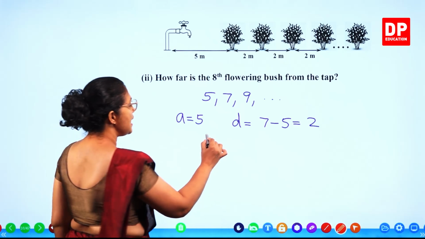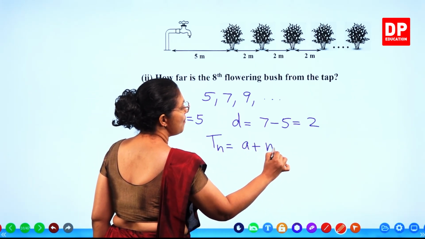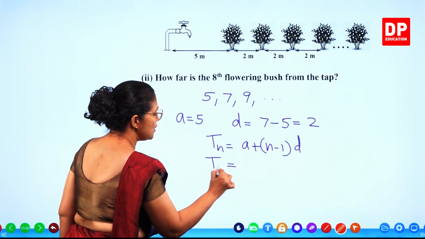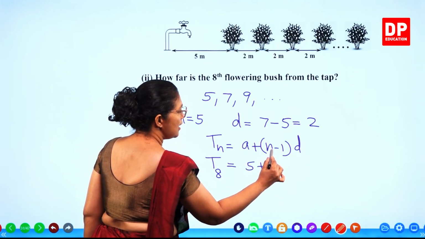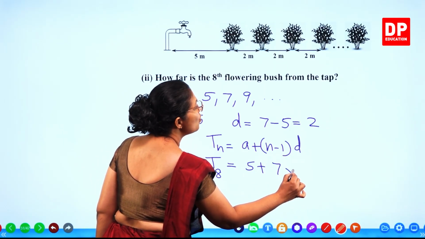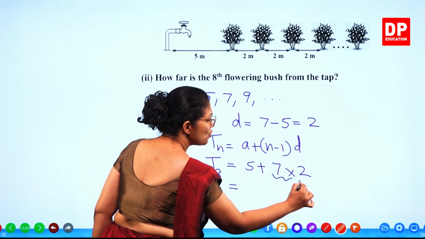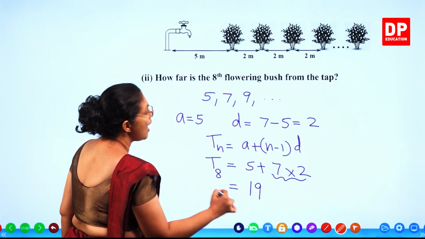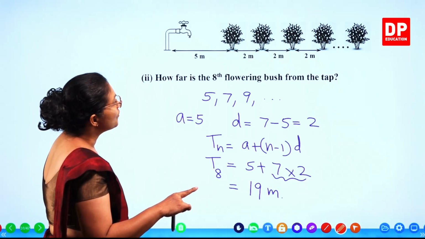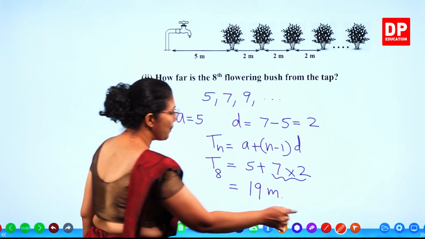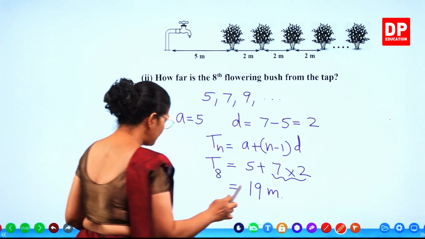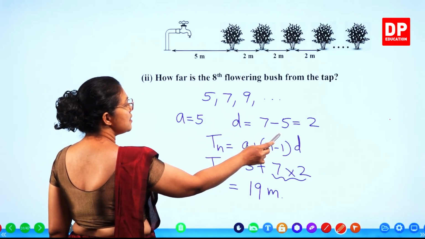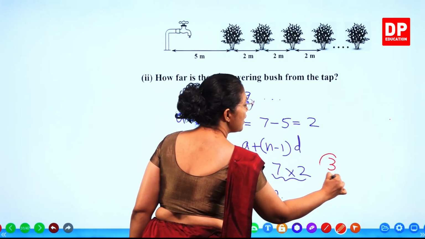So this is arithmetic progression. What is the nth term? Tn is equal to a plus (n minus 1)d. You can use the formula. So 8th means n equals 8. T8 we need. A is 5. 8 minus 1, that's 7, into difference 2. According to BODMAS, you have to do multiplication first. 7 times 2, 14. 14 plus 5, that's 19. So 19 meters is the distance from tap to the 8th flowering bush. So how many marks for that part? You are getting 3 marks for that: identifying a, identifying d and finding the answer.